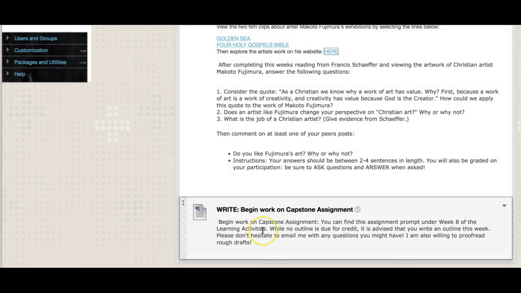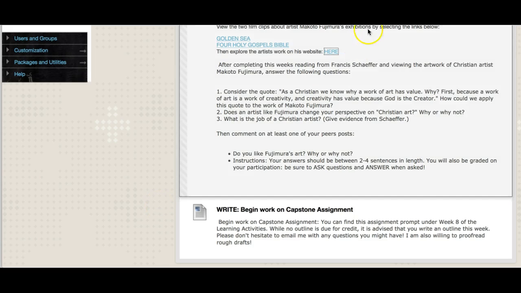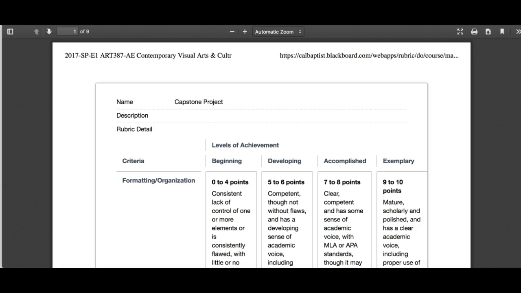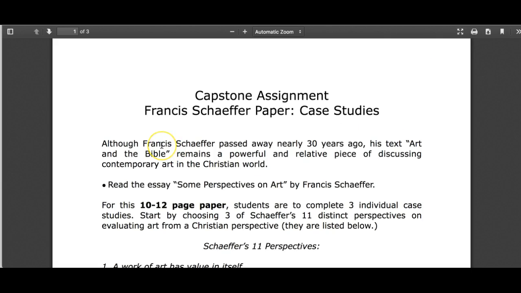Okay, so then I have to begin work on your capstone project. And if you go into the week 8 learning activities, that is where you will find that assignment. But I've gone ahead and downloaded the PDF so that we can walk through that this week together. And that way you have all of this week and next week to ask any questions you might have about how this assignment is going to work.